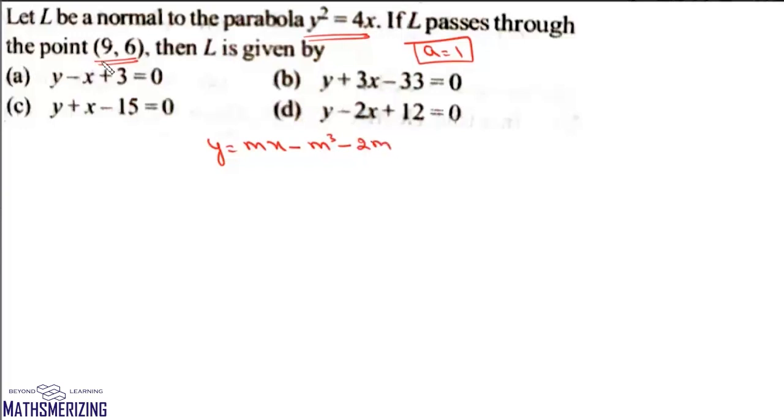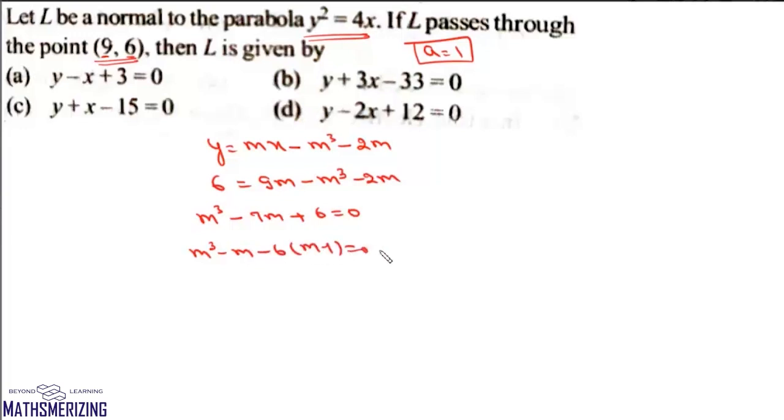Now we need the normal which passes through the point (9, 6). So we'll put this value. So 6 equals 9m minus m cubed minus 2m. So we can write this equation as m cubed minus 7m plus 6 equals 0. We can write this equation as m cubed minus m minus 6m minus 1.